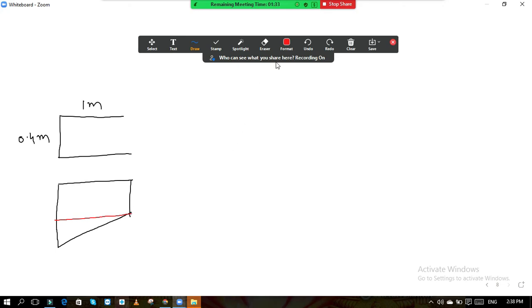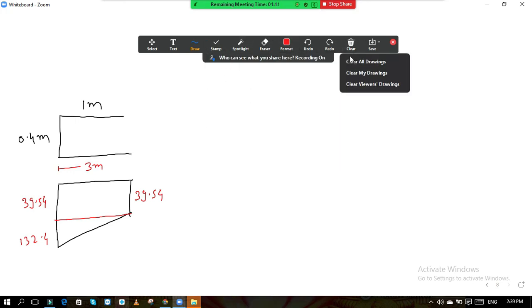Okay. So now you have got this ordinate as 39.54. So this we have already calculated. This is I think 39.54. This is 132.4, and here this is at a distance of 3 meter. So now it is not a 3 meter distance.